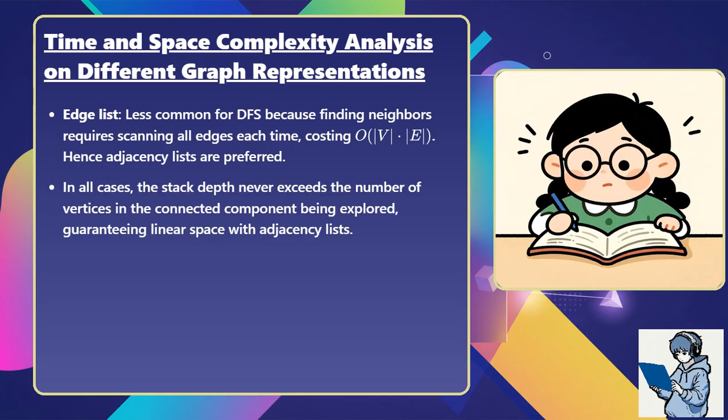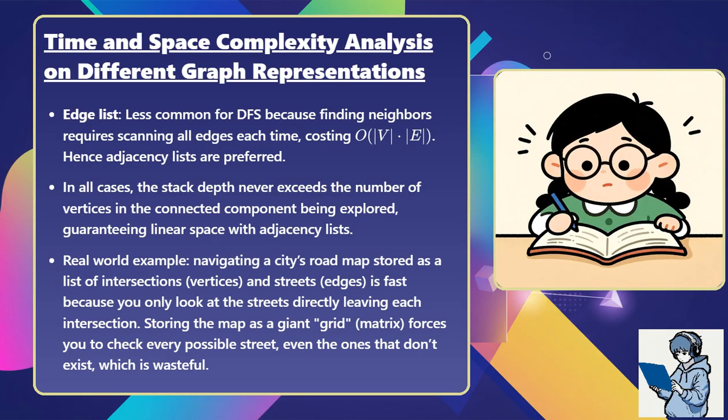In all cases, the stack depth never exceeds the number of vertices in the connected component being explored, guaranteeing linear space with adjacency lists. Real-world example: navigating a city's road map stored as a list of intersections, which are vertices, and streets, which are edges, is fast because you only look at the streets directly leaving each intersection. Storing the map as a giant grid, which is a matrix, forces you to check every possible street, even the ones that do not exist, which is wasteful.